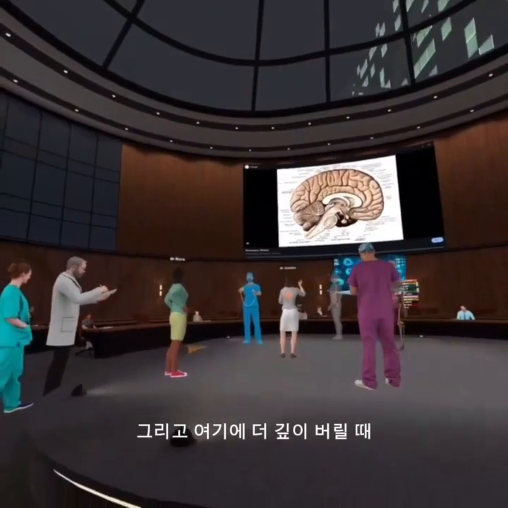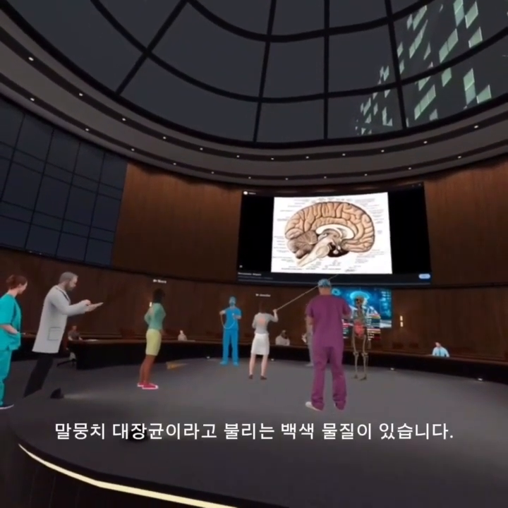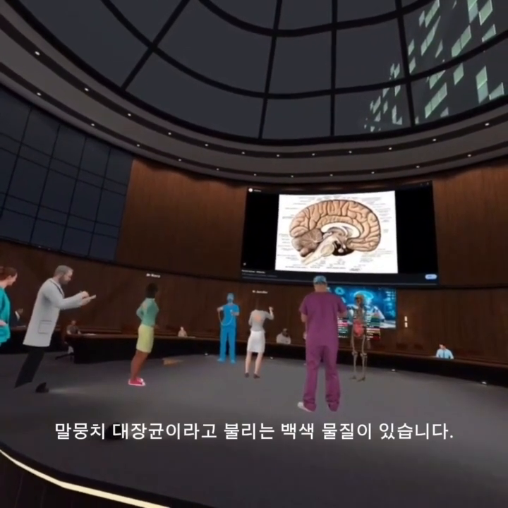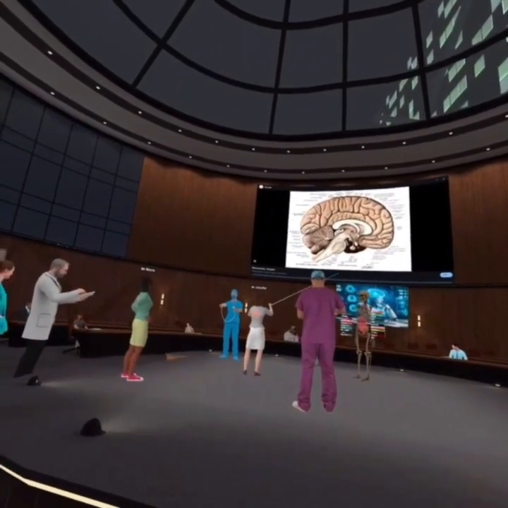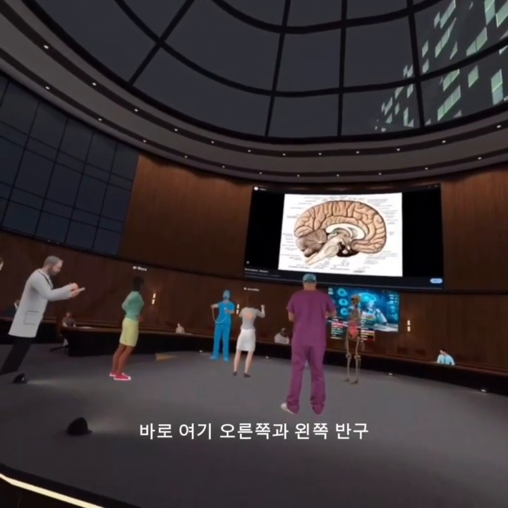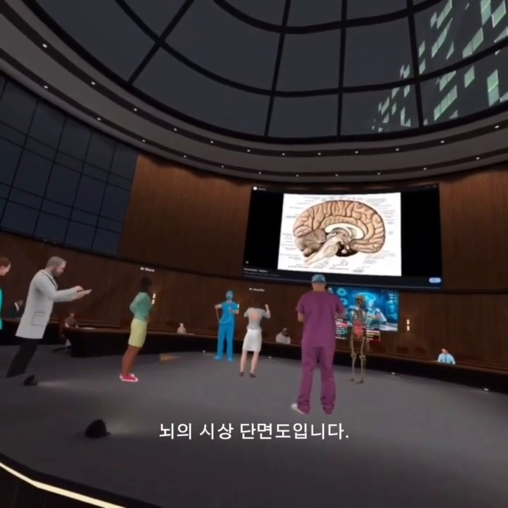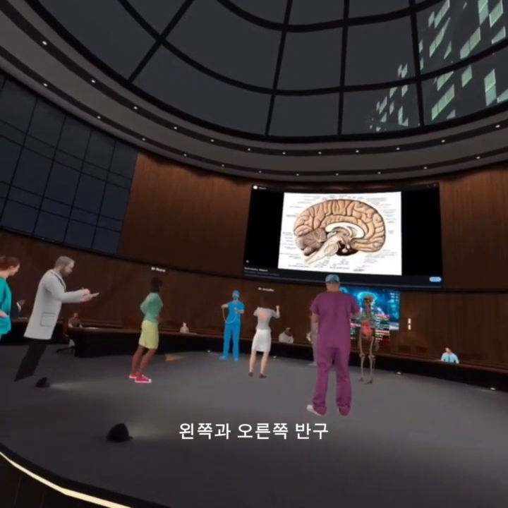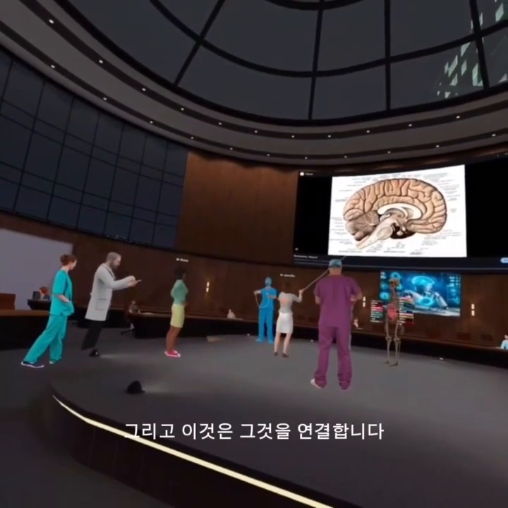And when you delve deeper here, there's this white matter called the corpus callosum, which connects the two hemispheres of the brain, the right and the left hemisphere. Right here, it's a sagittal section view of the brain, so I can't really point out the left and the right hemisphere, but there's two hemispheres in your brain, and this connects it.